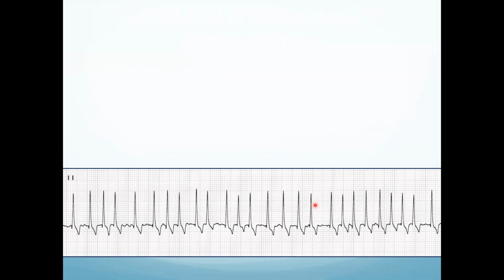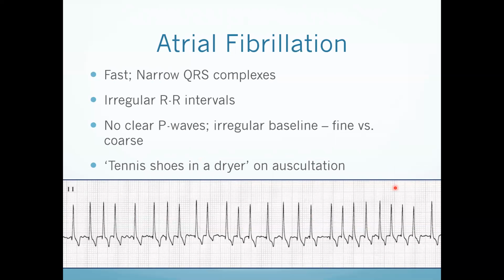If it progresses, then it's going to get much more irregular. It's going to deteriorate into atrial fibrillation. And so we're going to lose that organized activity to the atria. We're not going to have any clear P waves. So we look through here and you could argue, oh, maybe there's one there, but then there's nothing here, there's nothing here, nothing all the way through.